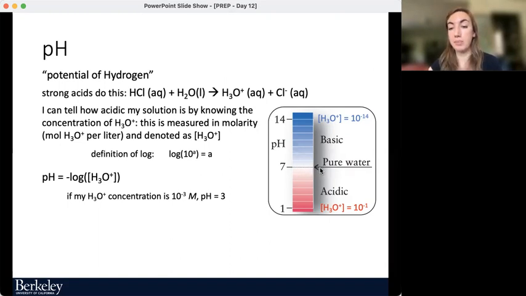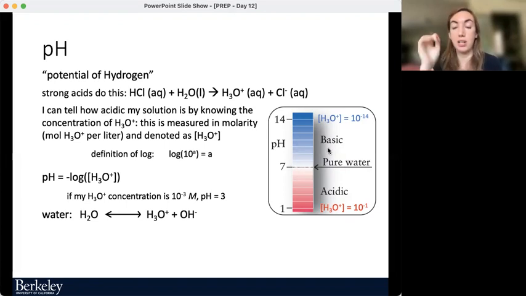Pure water has a pH of 7. If I just have pure water, 10 to the minus 7 moles per liter of water will go through this reaction so that we'll end up with H3O+. So pure water has a pH of 7. If I'm more acidic than water, I'll have a lower pH, which means a higher H3O+ concentration. And if I'm more basic than water, I'll have a lower H3O+ concentration, which means I'll have a higher pH.